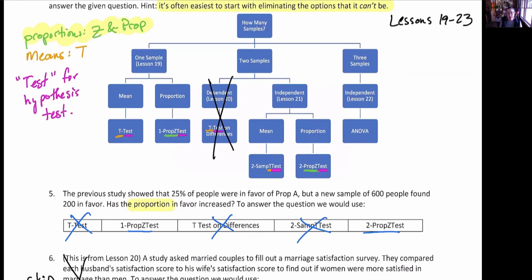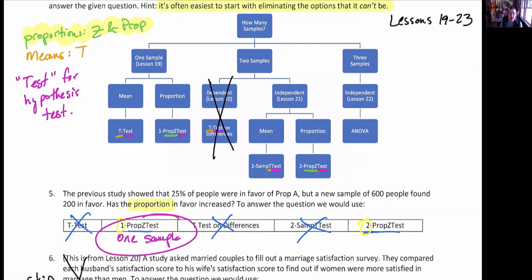So now the question is, do I have 1 sample or 2? Because that's really what the difference is. Remember, that's what the 1 means. This is 1 sample. This is 2 samples. Do I have 2 samples? This is just 1 sample, okay?